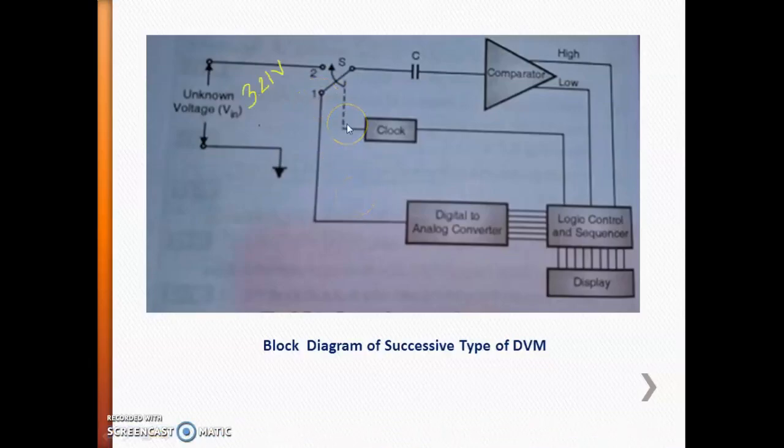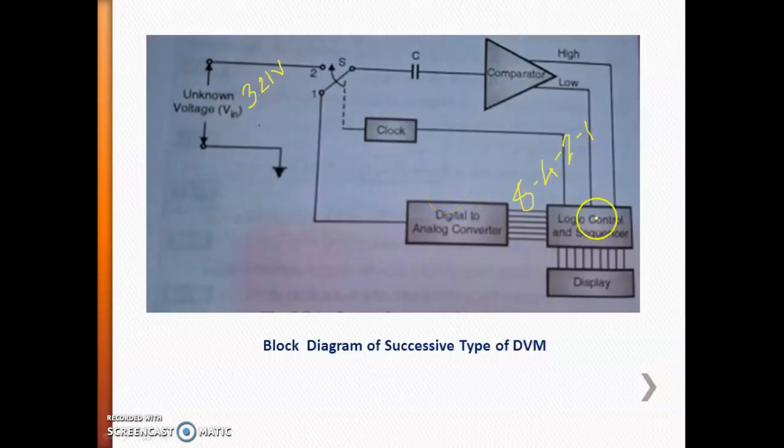Now let's start the detailed working of the successive approximation type of digital voltmeter. Here let's consider the unknown input voltage to be 3.21. It is just a considered value. The signals obtained from the sequencer are 8, 4, 2 and 1.